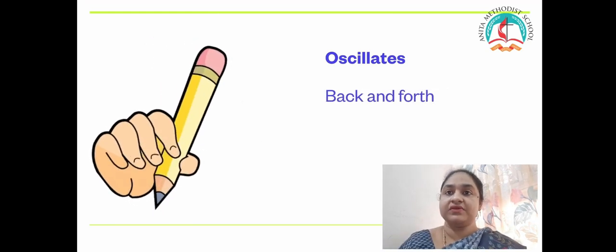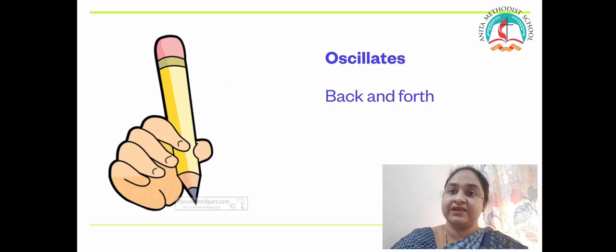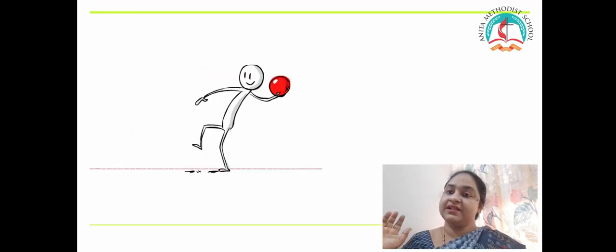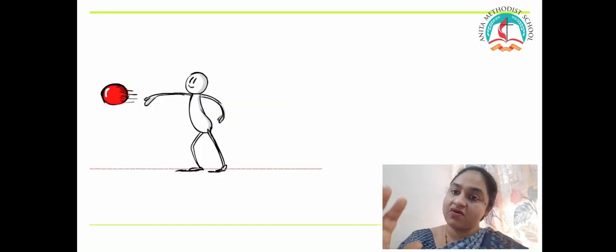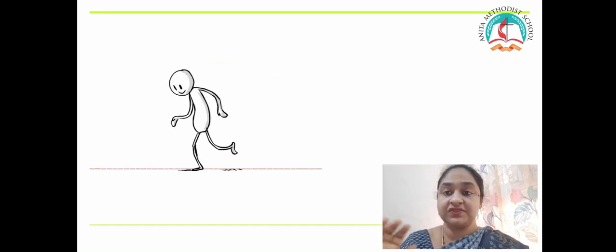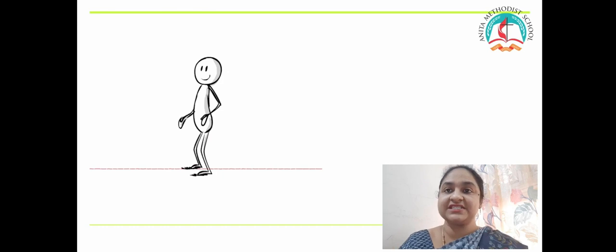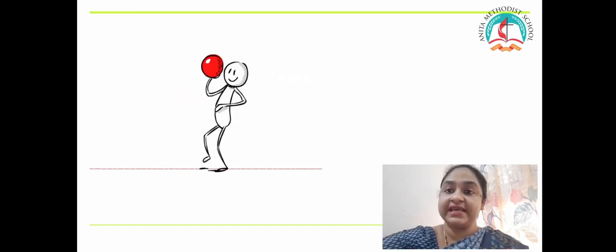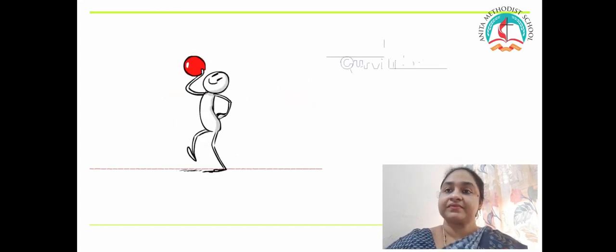Okay, now here you see a boy playing with a ball. When he holds the ball and throws it, the direction of the movement of the ball changes and also the ball moves ahead. This is called curvilinear motion.